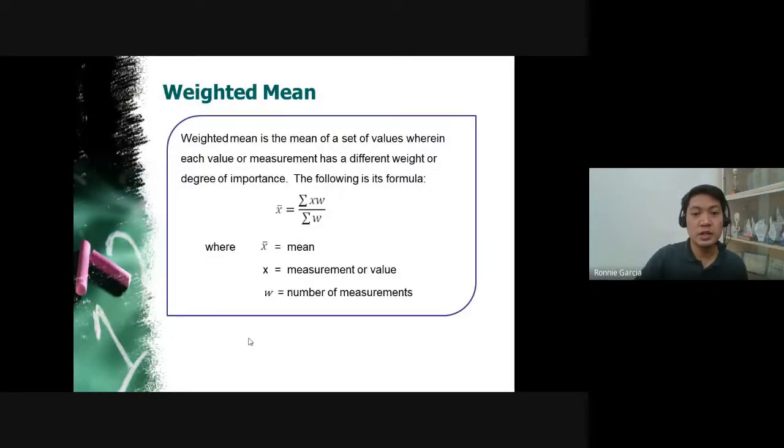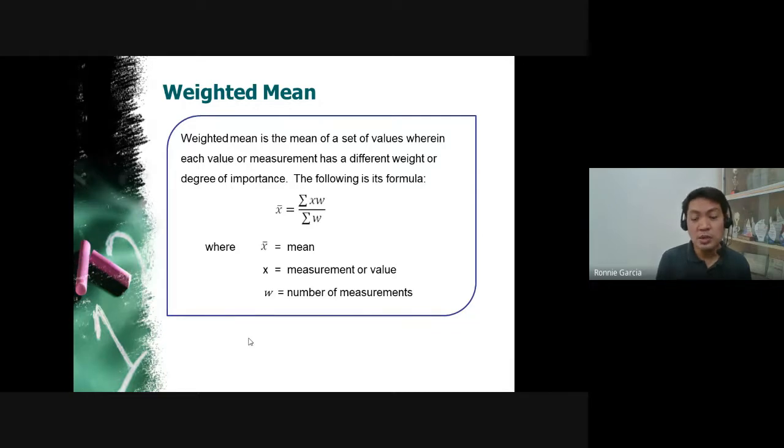Now let's proceed to another kind of mean. This is weighted mean. So unlike the previous one, wherein you will just add everything then divide by the number of items, the weighted mean considers the weight. Meron kasing weight na nilalagay. So weighted mean is the mean of a set of values wherein each value or each measurement has a different weight or degree of importance.